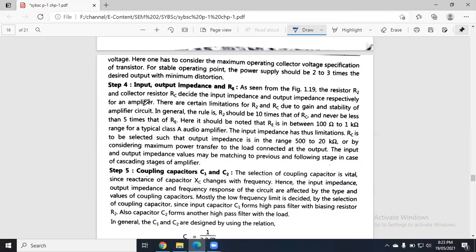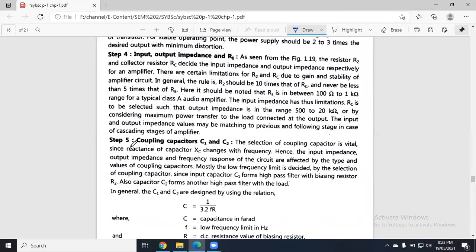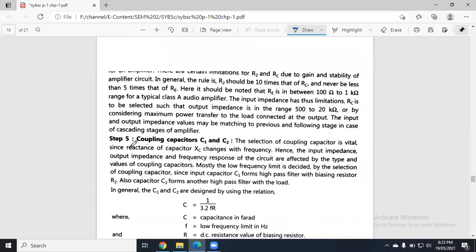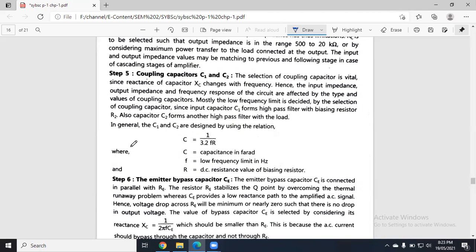While designing the circuit, we need to consider the capacitors also. In the diagram we have seen there are a couple of capacitors. Now what is the role of these capacitors? This point is going to be very important, so just concentrate on it. Coupling capacitors C1 and C2. The selection of a coupling capacitor is vital, since the reactance of the capacitor Xc changes with frequency. We know capacitive reactance changes as per the frequency, right?